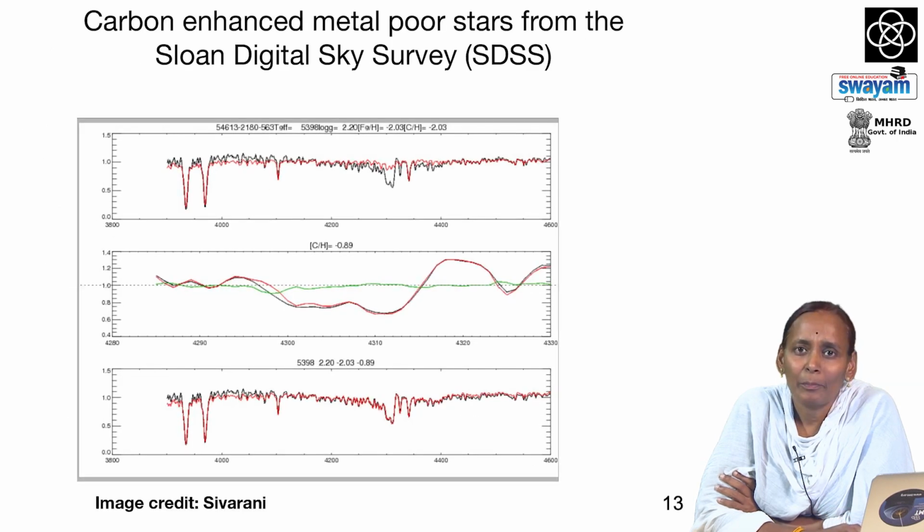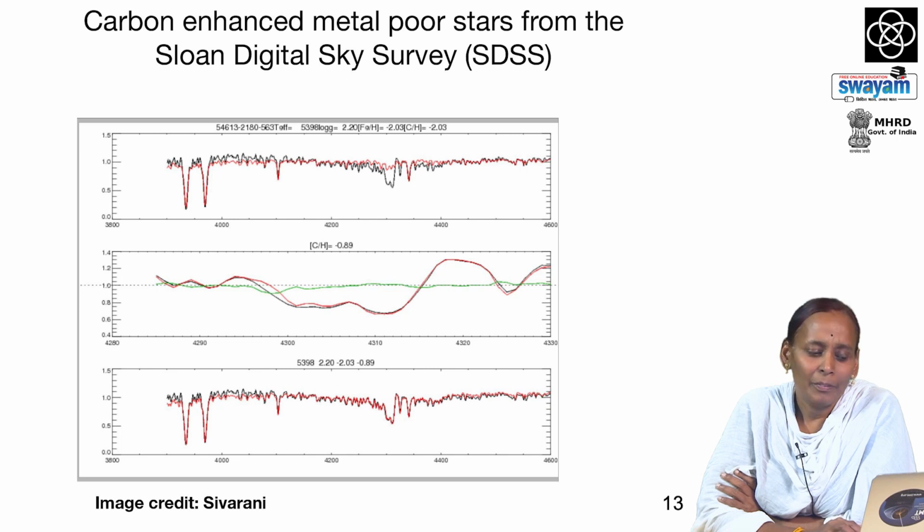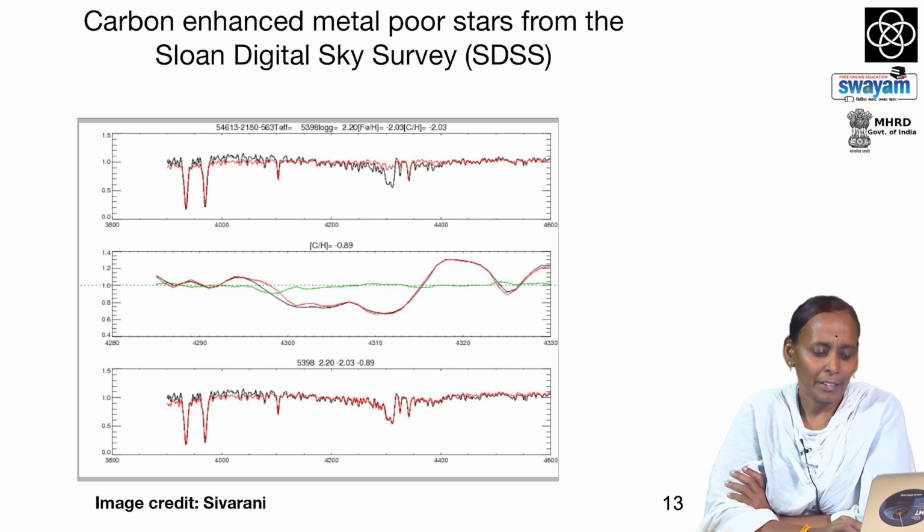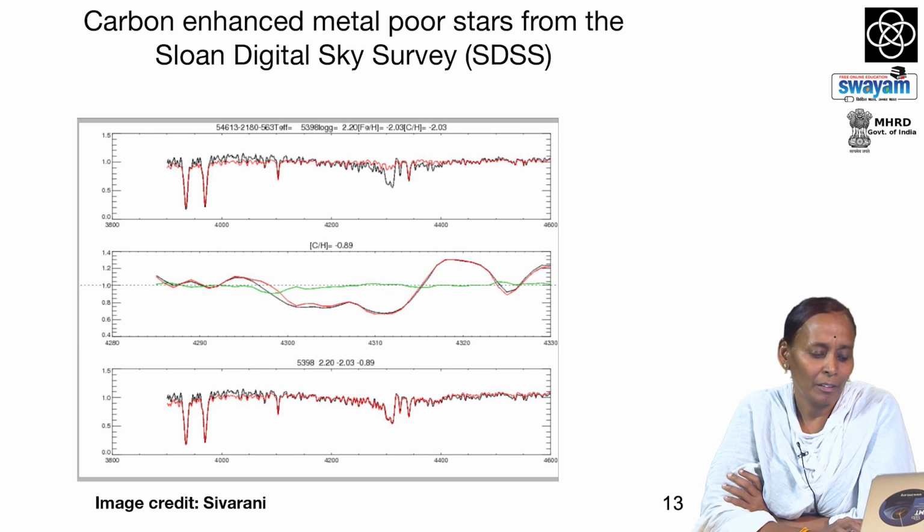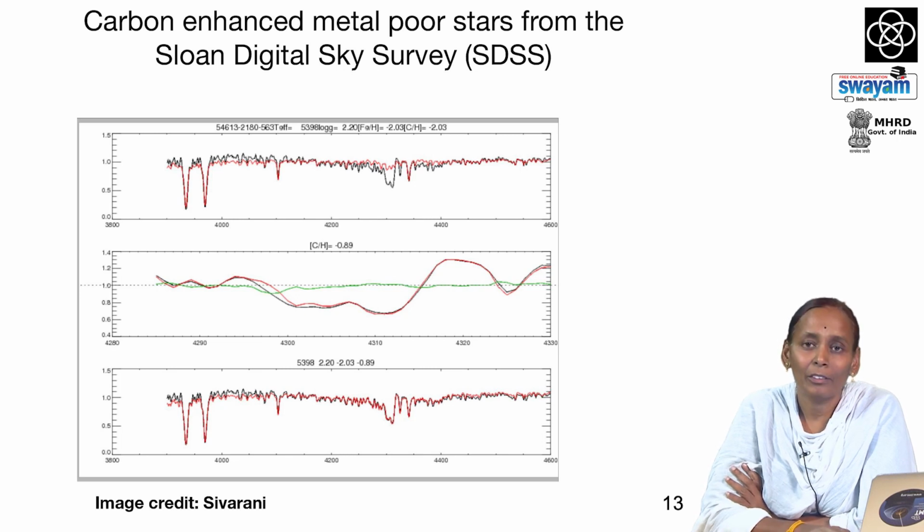This is an example spectrum from the Sloan Digital Sky Survey showing a carbon enhanced star. What you can see on the top plot assumes a solar ratio for carbon, so the G band, or the CH molecular band, is not fitting quite well. The observed spectrum, shown in the black line, is much more enhanced than the red synthetic model. So you can see this is quite enhanced, at least more than 10 times the solar value.